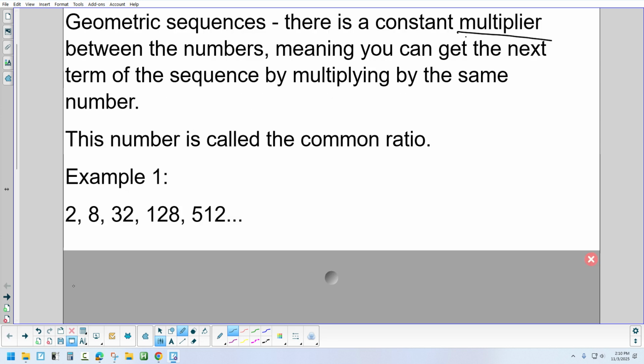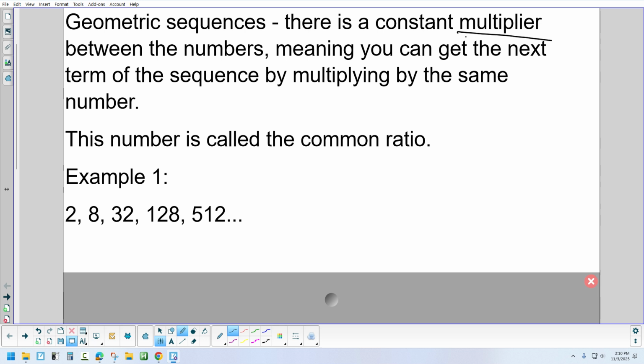So let's look at our first example and see if we can figure out the common ratio. The easiest way to figure out the common ratio is to look at the smallest numbers. Those are the numbers that are going to be easiest for you to do in your head. You can do it with the bigger numbers, it's just going to be harder. All right, let's look at 2 and 8. What do you multiply by to get from 2 to 8? Yep. 4. Times 4. So I'm going to put a times 4.